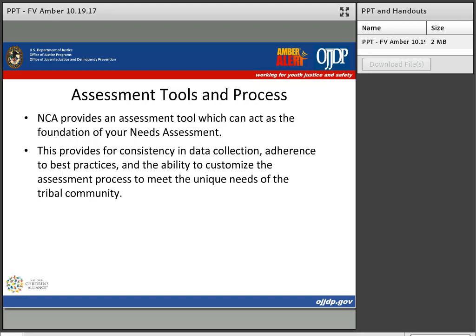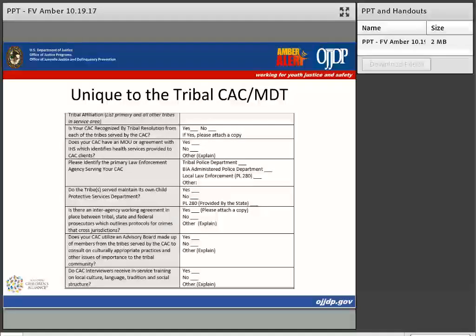NCA provides an assessment tool which should be the foundation of your assessment. It provides that consistency that is so important in data collection, adhering to best practices, and then it allows you to customize your assessment so it meets the needs that are unique to your community.